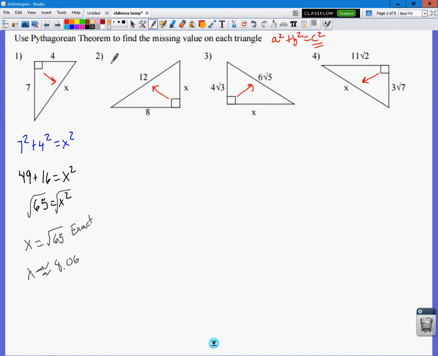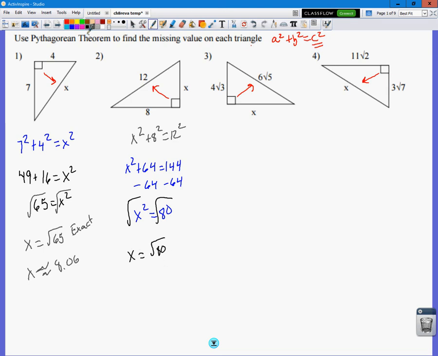Okay? Number 2, x squared plus 8 squared is equal to 12 squared. X squared plus 64 is equal to 144. Subtracting the 64 from both sides, x squared is equal to 80. The opposite of squaring something is finding its square root. So x is equal to the square root of 80.